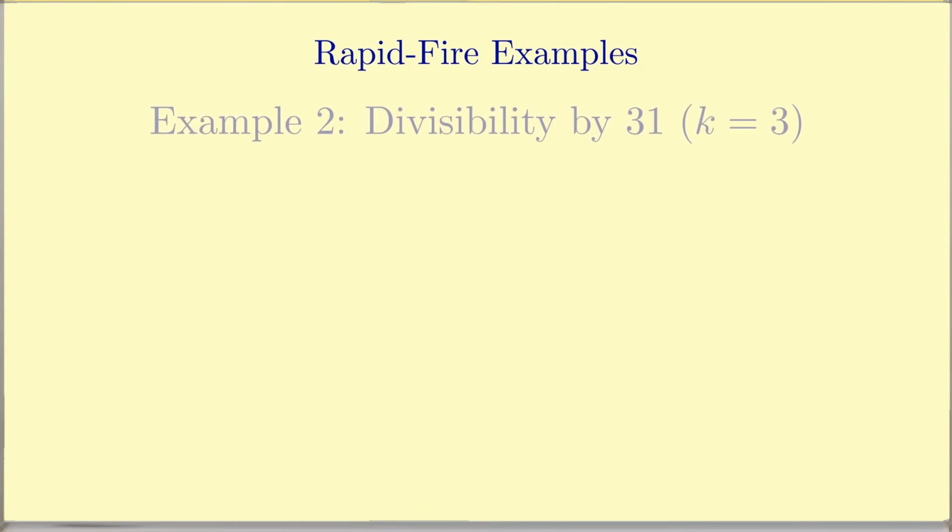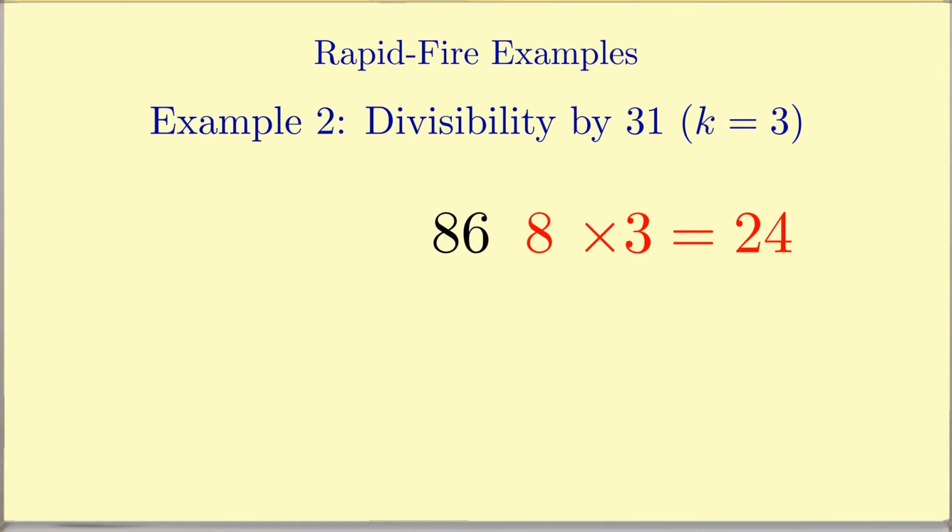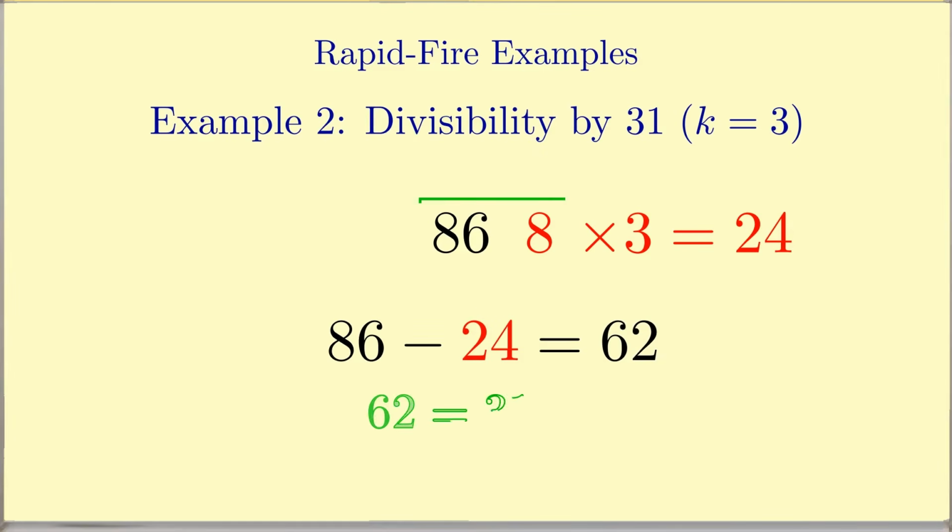Example 2. Divisibility by 31, where k is 3. Let us test the number 868. Our multiplier k is 3. Chop the 8. Multiply by 3 to get 24. Subtract 24 from the remaining 86. 86 minus 24 is 62. Since 62 is exactly 31 times 2, 868 is in the club.